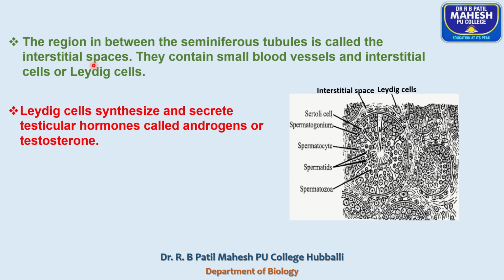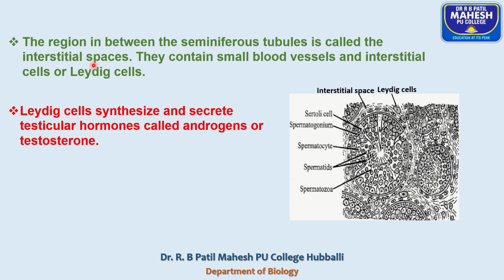The Sertoli cells secrete a hormone called inhibin hormone, and also secrete ABP, androgen binding protein. And this inhibin hormone plays a very important role in regulating spermatogenesis, keeping sperm production under control within the seminiferous tubules.